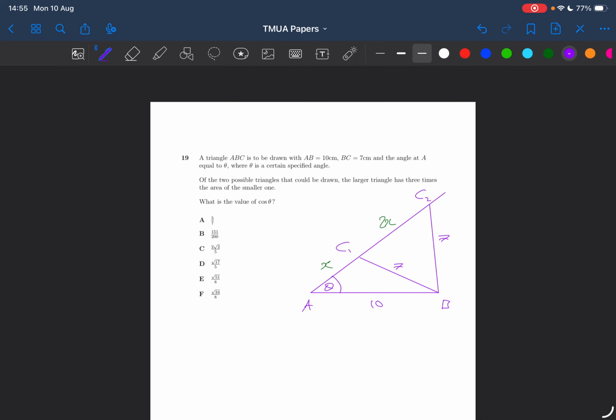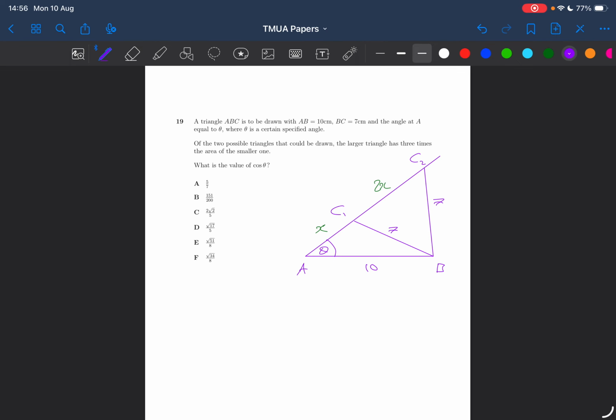So that's all good. Let's do the cosine rule then, and we'll do that where we know about the angle A. So we'll have 7 squared is equal to a squared, i.e. 10 squared, plus I'll do the small one first, plus x squared, minus 2 times a times b, so 20x cos theta. The big triangle then starts off the same. X there is now going to be 3x, so we're going to have 9x squared. And this is a very similar thing. It's going to be just times by 3.